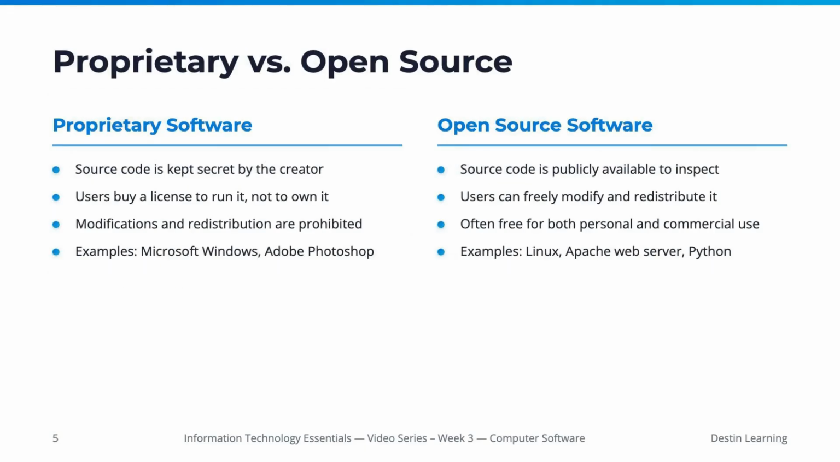Software is also categorized by its licensing and ownership model. With proprietary software, such as Microsoft Windows or Adobe Photoshop, the creator keeps the source code secret. Users purchase a license to run the program under strict terms that prohibit modification or redistribution. In contrast, open-source software, such as Linux or the Apache web server, makes its source code freely accessible to the public, granting users full rights to inspect, modify, and redistribute the code.